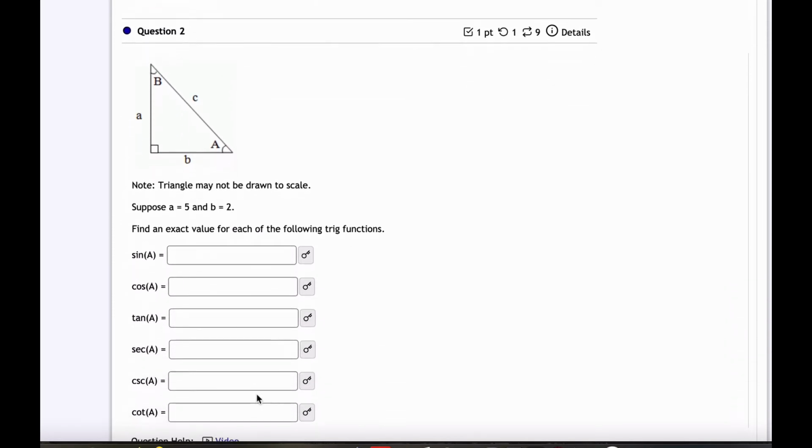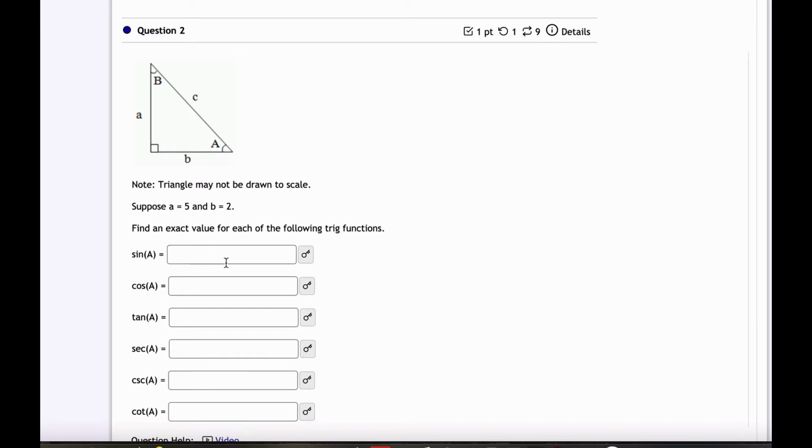Question 2 is very similar, except they only give you A and B. Oh no, how am I going to figure out sine? Sine is supposed to be opposite over hypotenuse. I need to know what C is to use opposite over hypotenuse. Right, but if you know 2 sides of a right triangle, really you know all 3 using the Pythagorean theorem. So maybe you can solve for C and then figure out all of these guys.